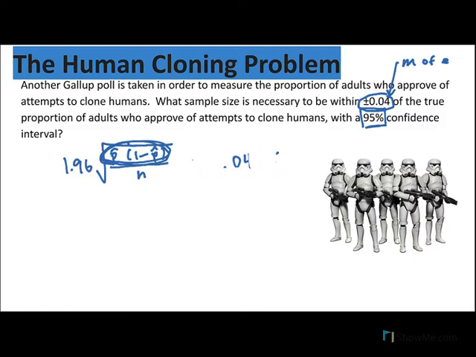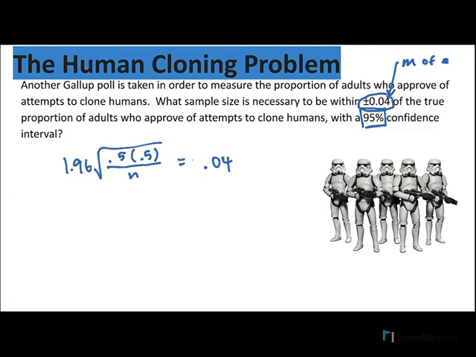I'm going to erase my extra lines here and make this look a little bit nicer. On the top of that fraction, I'm using 0.5 for p or p hat. So 1 minus that is also 0.5. n is what I'm solving for, and then I want that to equal 0.04. From this point, it is algebra.